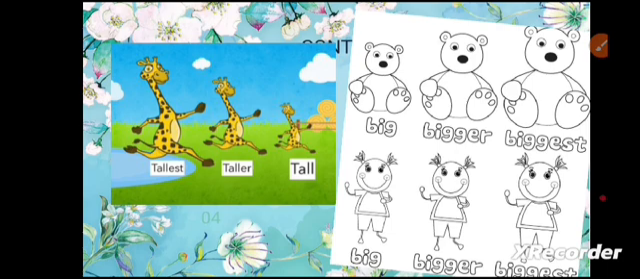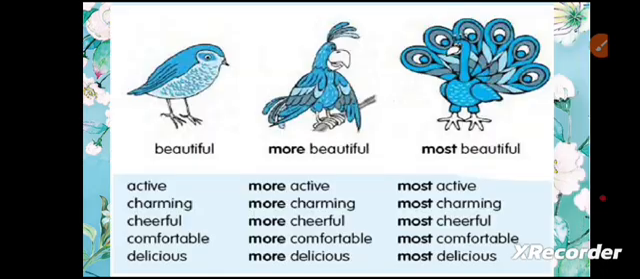And the third one is superlative. It means it is the comparison between more than two things or persons. We call it superlative. See, here the first one is tall, the second one is taller, and the third one is tallest. You can observe in the next picture big, bigger, biggest. Let's see another picture. Here this bird is beautiful, the next bird is more beautiful, and the last one is most beautiful.